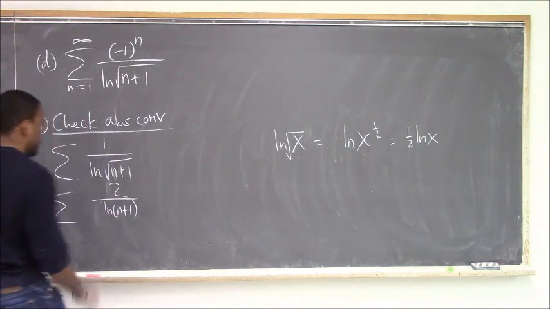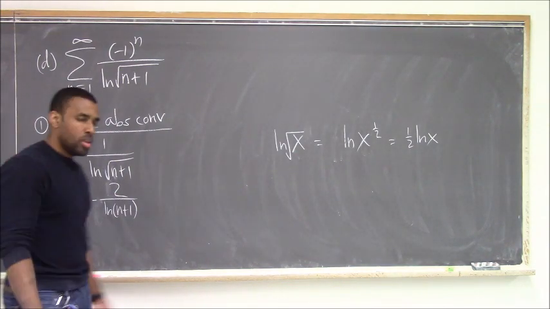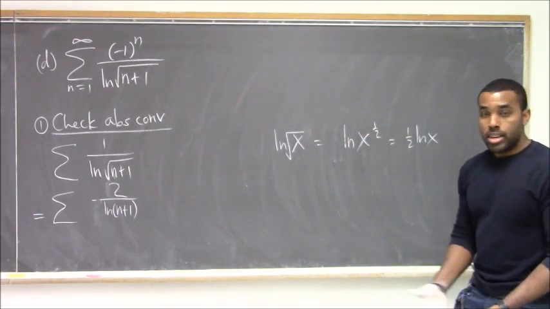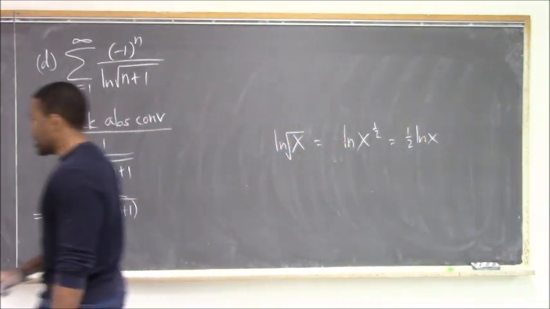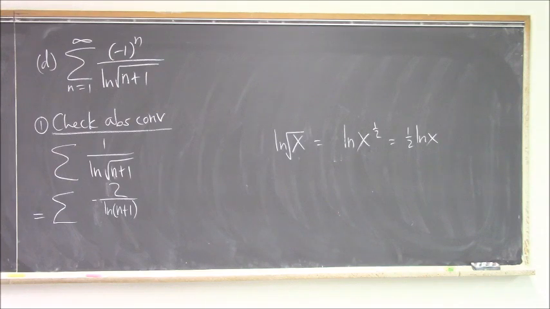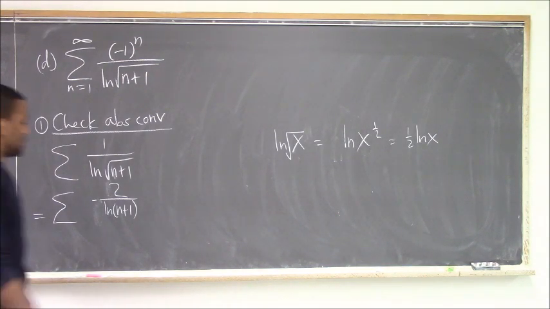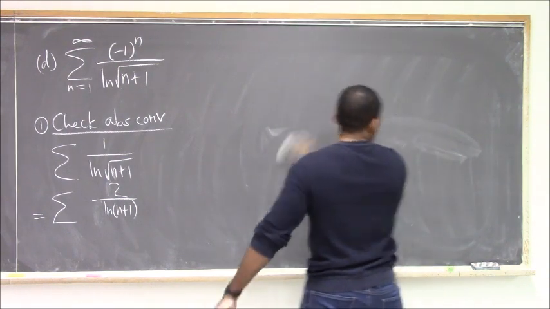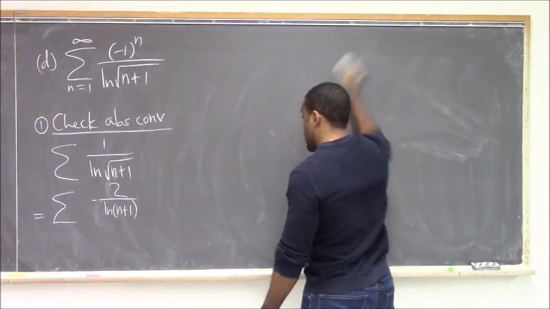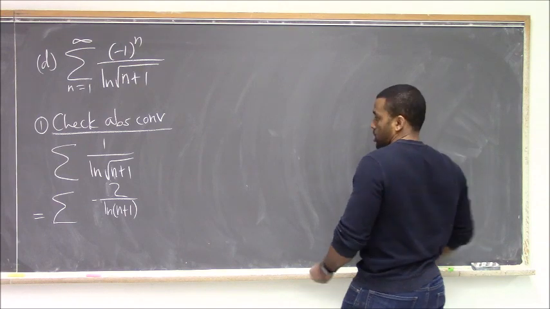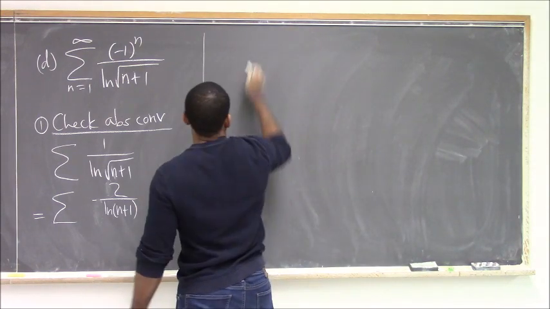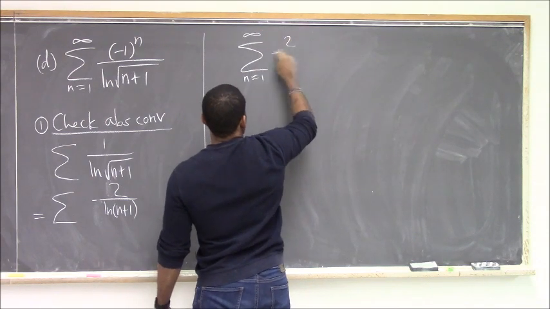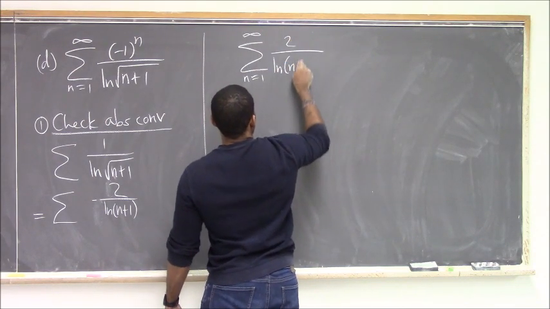So this looks like that. So that's the series that I'm looking at, right? That's the series with absolute values around it. So if that guy converges, then the series will converge absolutely. So now the question is, does that guy converge? So let's look at this guy. The series n goes from 1 to infinity of 2 over ln of n plus 1.